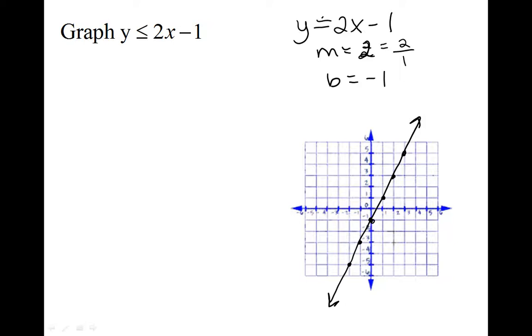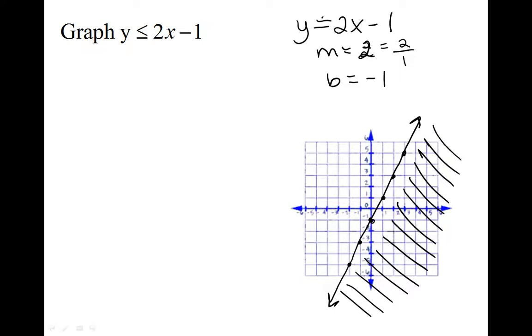Okay, so since y is less than or equal to 2x minus 1, we need to shade below the line. So that's how you would graph that inequality. All right? Fun stuff, huh? Let's try the next one.